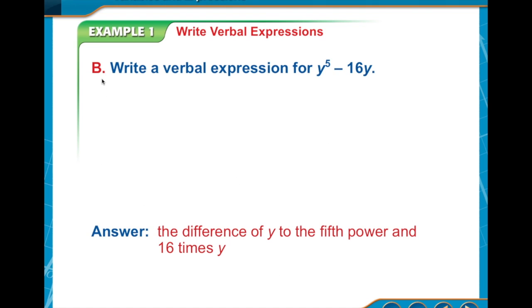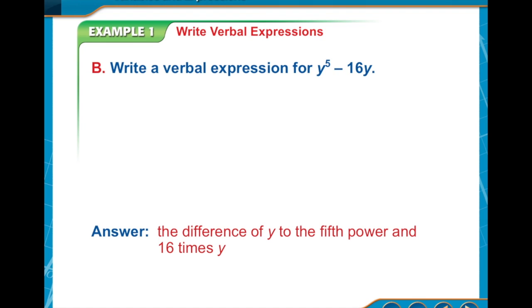Please be sure to write down example 1b. Here's your question in blue. Copy that word for word and copy down your answer here. So as you're doing that, just keep in mind all we're doing here is taking the variable letters, putting them into a verbal expression. How would you say that in words?